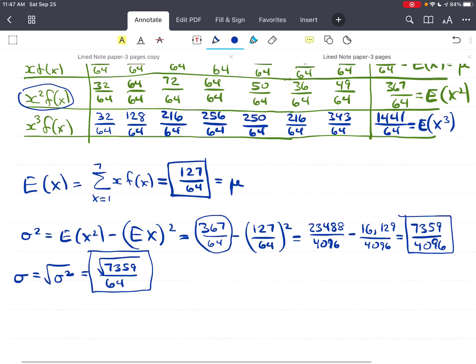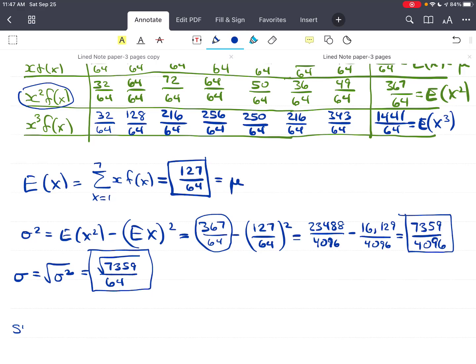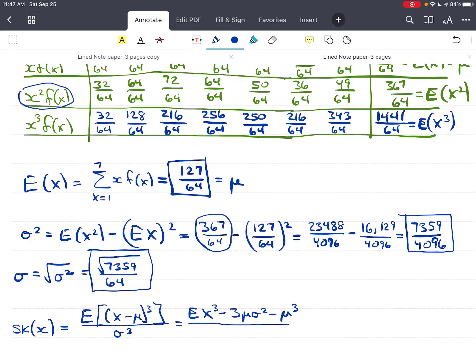Now, I've also asked you for the index of skewness, and one way we can write that is S sub k of X. And it's equal to E of X minus mu, let me clean that up, I'm going to write it properly, X minus mu cubed over sigma cubed. And I gave you a shortcut for this numerator. The shortcut is E of X cubed minus 3 mu sigma squared minus mu cubed, and then all over sigma cubed.